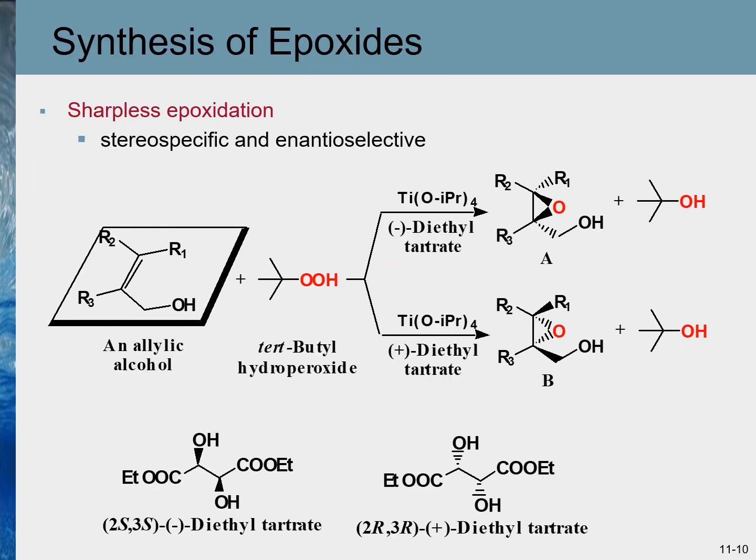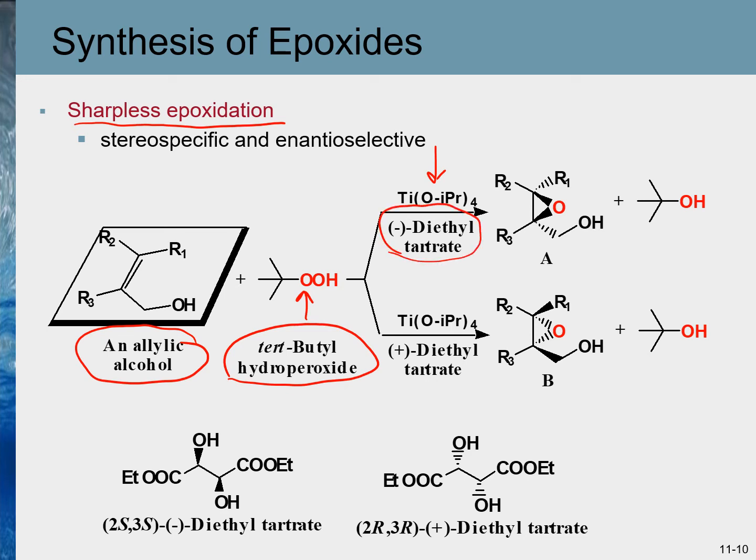One of the most useful organic reactions discovered in the last few decades is epoxidation of an allylic alcohol. This reaction was discovered by Professor Barry Sharpless, and hence it is known as Sharpless epoxidation reaction. The reagent used for this reaction is tertiary butyl hydroperoxide, titanium tetraisopropoxide, and diethyl tartrate.